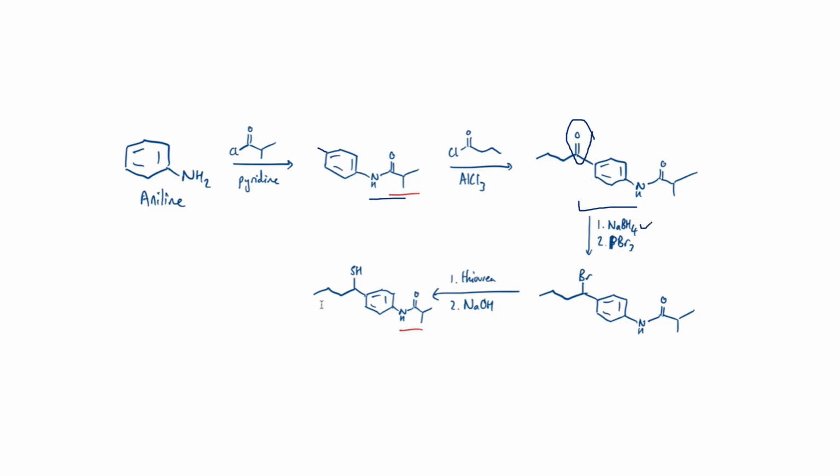Now we perform the selective reduction of this ketone. That's why we are using NaBH4, because if you use LiAlH4 there is a probability of reducing this amide also. So to perform the selective reduction we are using NaBH4. After that, this OH will be brominated. If you add PBr3, this OH group will be brominated to give bromine. In the next step, with thiourea and NaOH, this bromine will be substituted with SH.